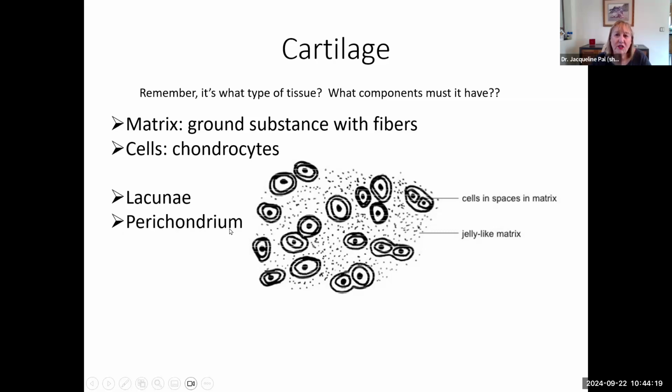Now, in cartilage, we cannot call the dense, irregular connective tissue periosteum because it's not bone. So we have to call it perichondrium, putting in the prefix meaning cartilage. So all cartilage is going to be surrounded by perichondrium. And to refresh your memory, cartilage is avascular, no blood vessels, and also no nerves. So if you tear it or damage it, it does not hurt. And that's a bad thing.